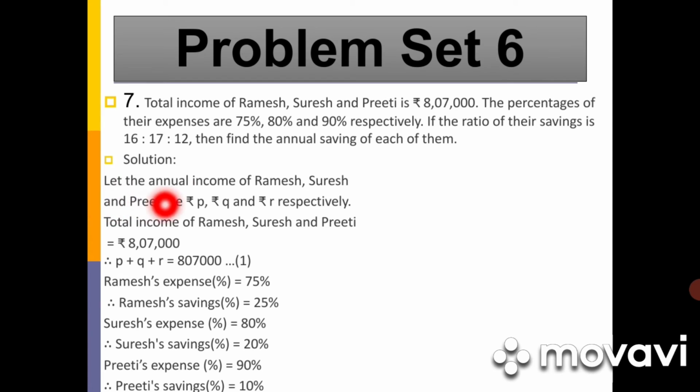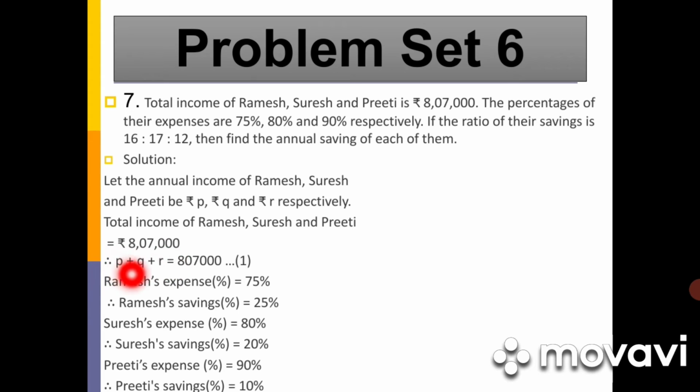Solution: let the annual income of Ramesh, Suresh and Preeti be rupees P, rupees Q and rupees R respectively. Total income of Ramesh, Suresh and Preeti is equal to rupees 8,07,000, which is given.